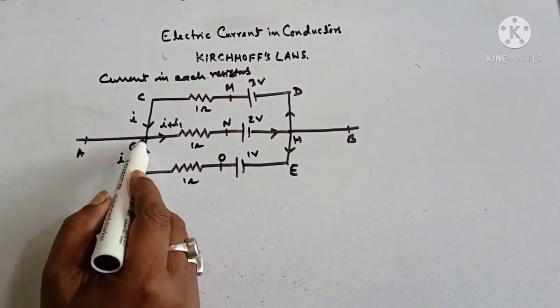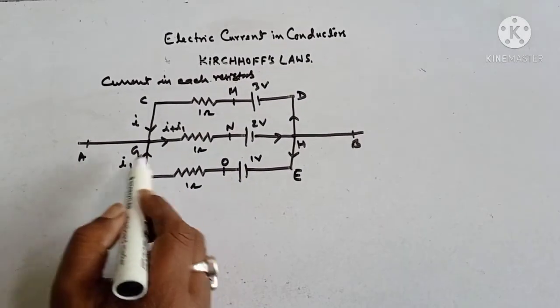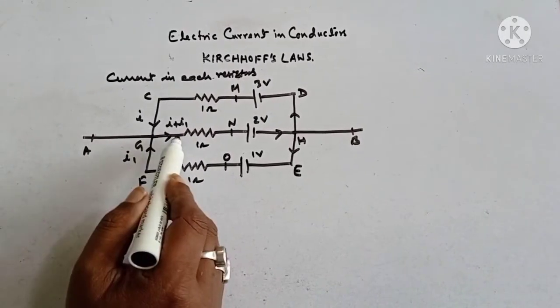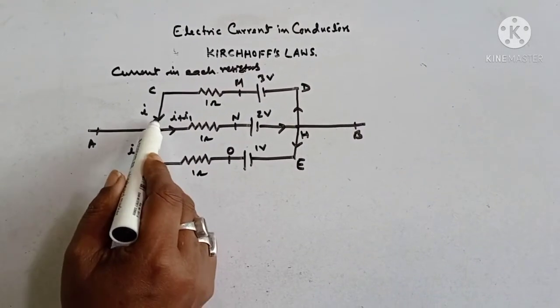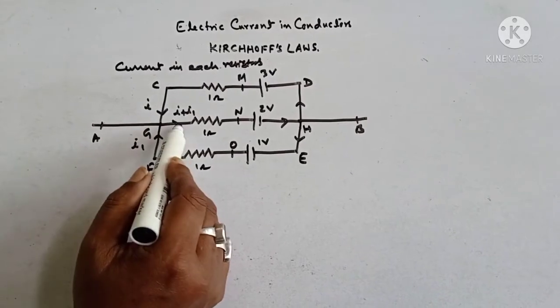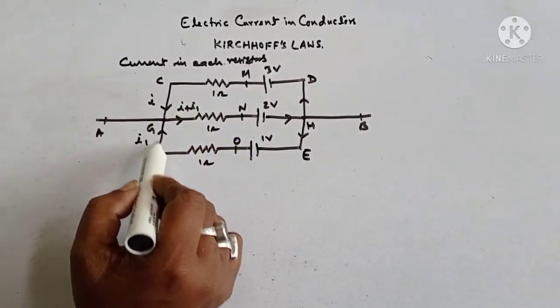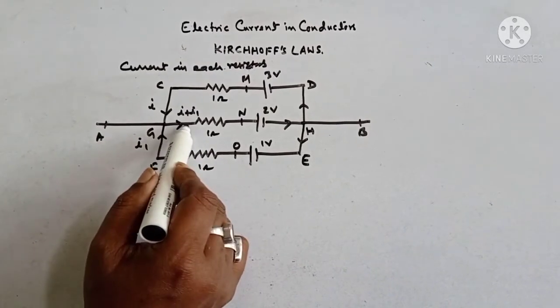Here I have taken this junction point and I am applying Kirchhoff's law. Total in is equal to total out. So here you see the current flowing from this, and out is this. I have taken this 3 volt, so this direction and this direction, and this is the out.